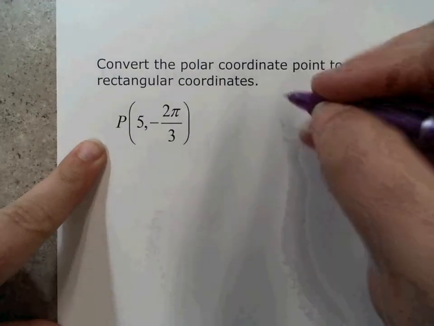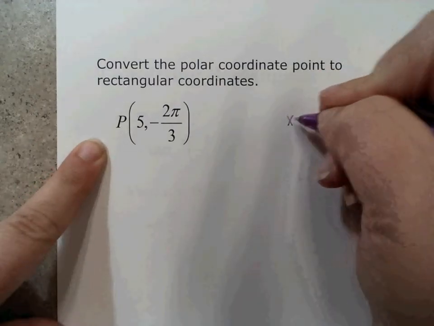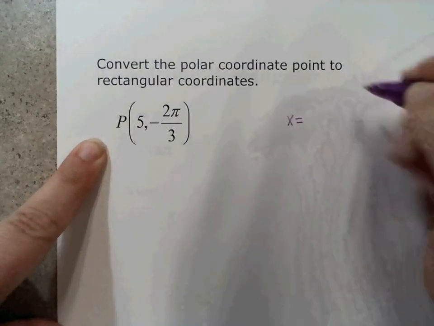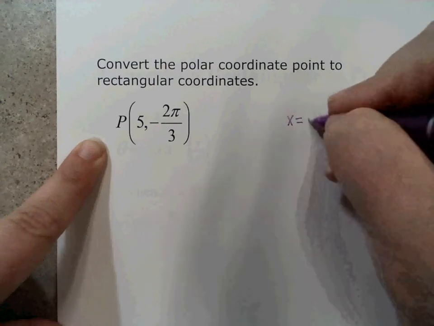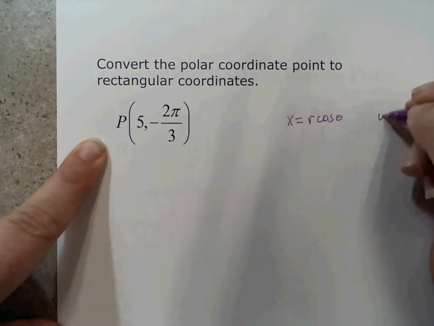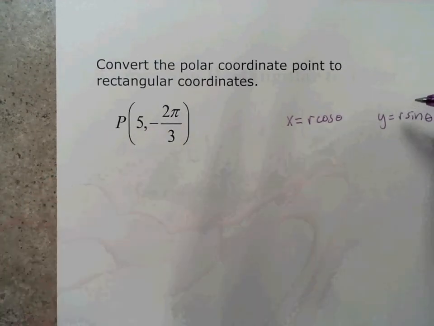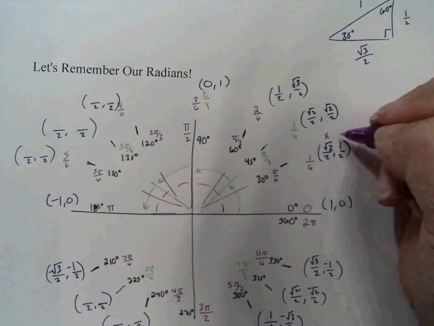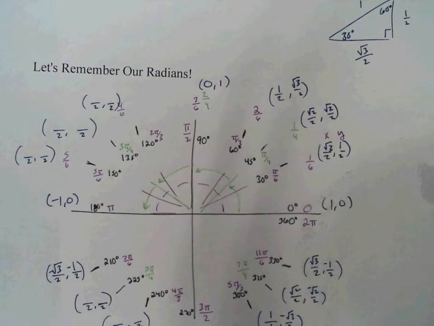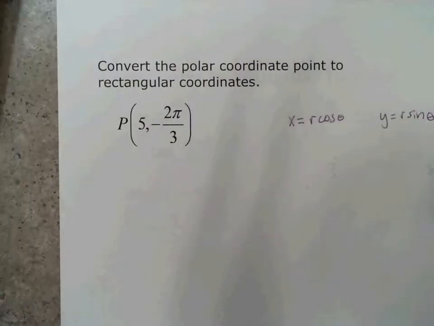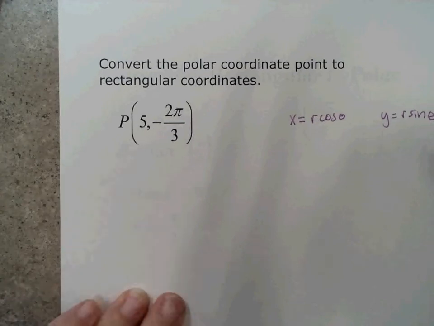Okay, so we've got x equals, and we've got y equals. We need to find both, right? Well, x equals r cosine theta, and y equals r sine theta. It's really easy for me to remember those because on the unit circle, you know that the first is the x and the second is the y. So x and cosine, and y and sine have that relationship. So x equals r cosine and y equals r sine.